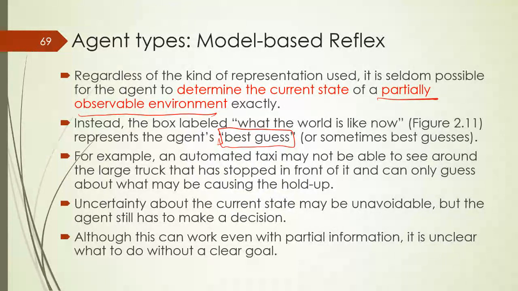For example, the automated taxi may not be able to see around a large truck that has stopped in front of it, and can only guess about what may be causing the hold-up. So exactly like what we do, uncertainty about the current state may be unavoidable, but the agent still has to make a decision. Although this can work even with partial information, it is unclear what to do without a clear goal.